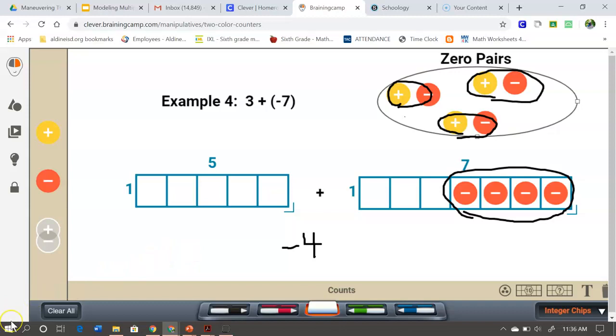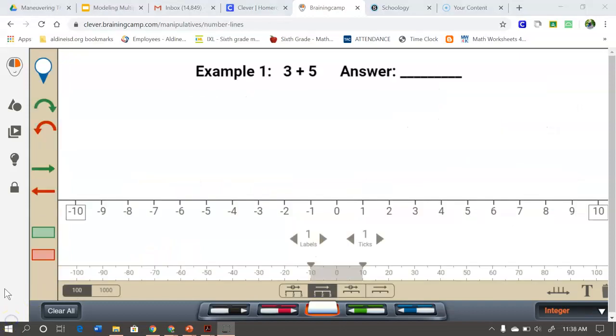So now we're going to move on to number lines. Okay, so when we're working with number lines, it's very similar to the colored counters. We're going to take each number at a time. We're going to determine if it's a positive number or a negative number, and we are going to draw with arrows. So again, remember over here we have green representing the positive, and red representing the negative. So remember, with number lines also, you want to always start at 0. Okay, so we're always going to start at 0 with our first arrow. And our first arrow is going to represent our first number here.